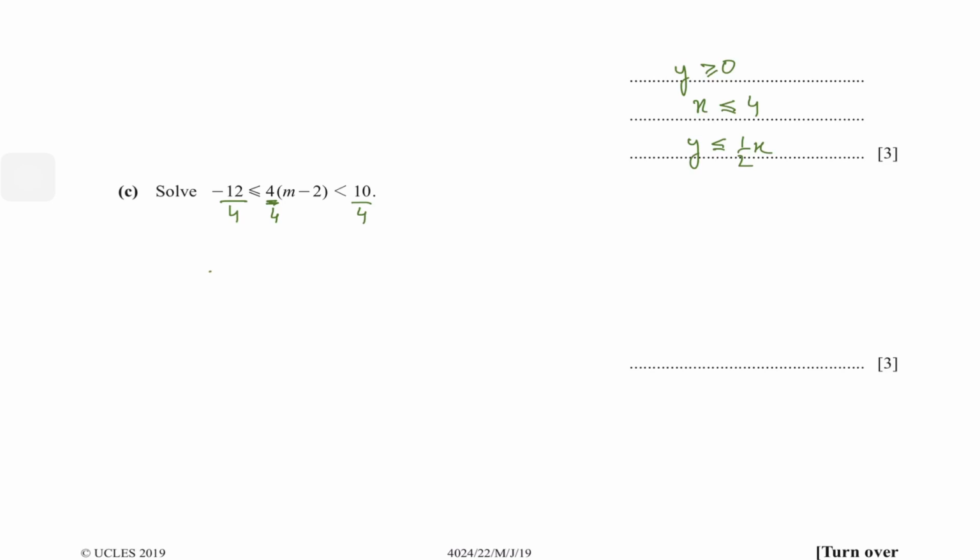So minus 12 divided by 4 is minus 3. We've gotten rid of m here, so we just have m minus 2 here, and 10 divided by 4 is going to be, if you wish to write it in fraction, 5/2. If you wish to write it in decimal, it is going to be 2.5.